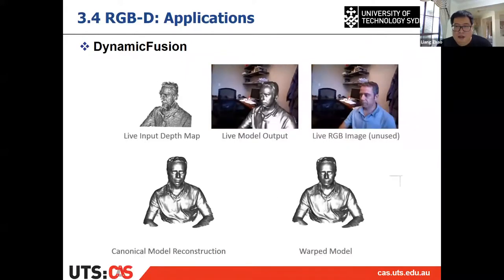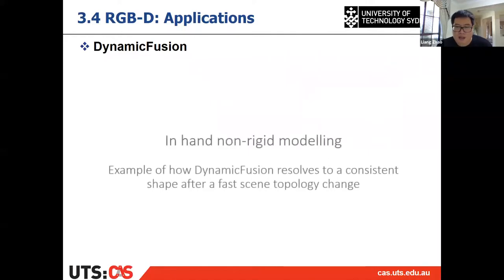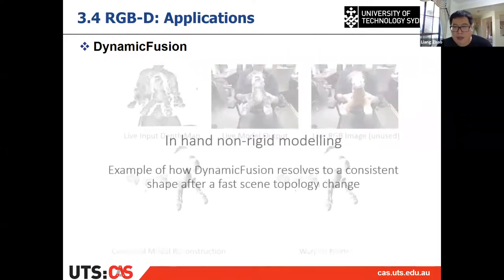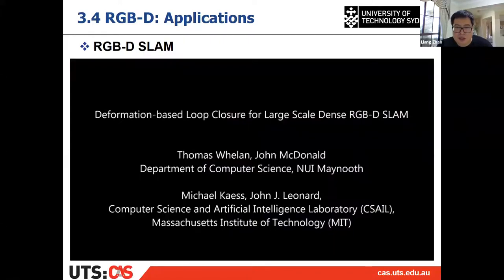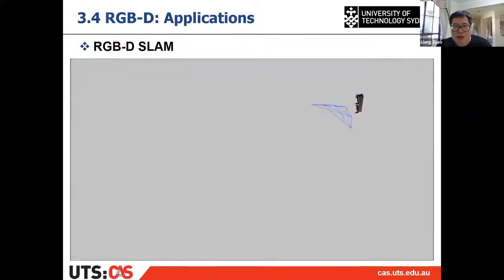Right, so this is the one. This is dynamic fusion, which can fuse the RGBD images in a dynamic case. Then this is the RGBD SLAM, which means you have an RGBD camera, and then we can do SLAM.